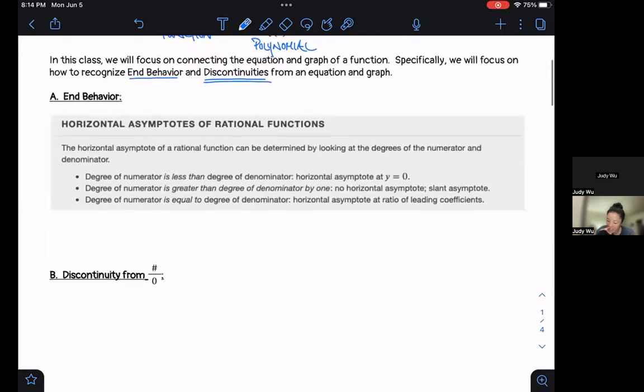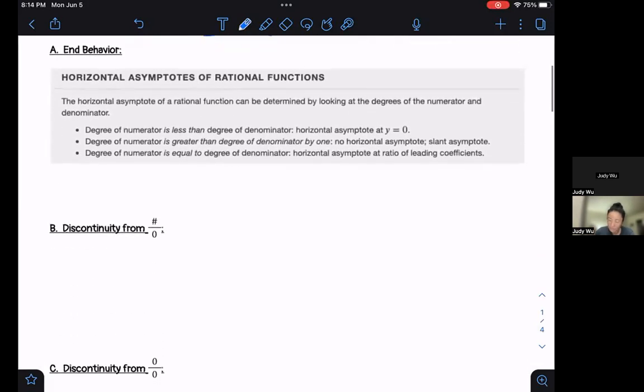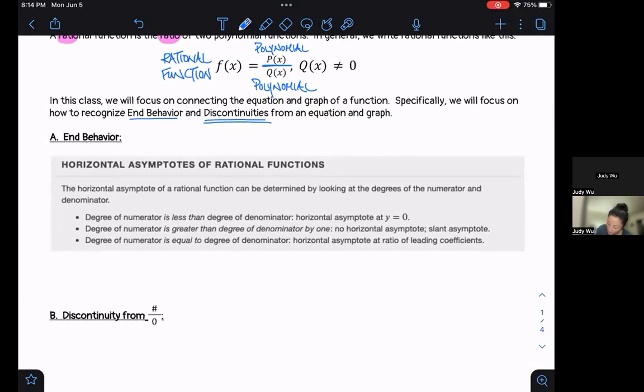So let's get started with end behavior. It turns out that when we're looking at the ends of functions, a few things can happen. But in this particular family of functions, rational functions, what we want to focus on is whether there's a horizontal asymptote or not. And so if we think back to our reciprocal function, I'll draw a little picture right here for us.